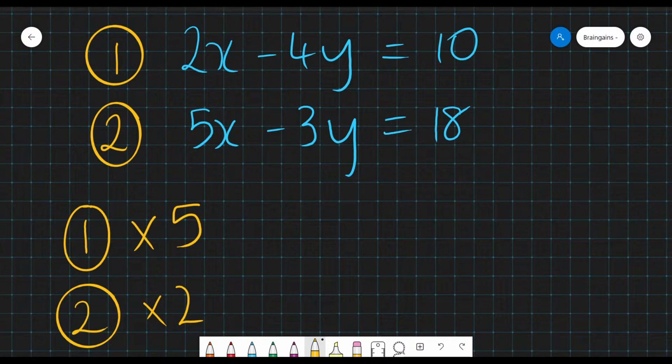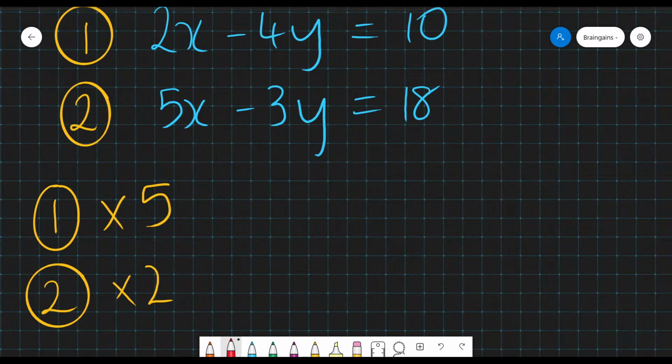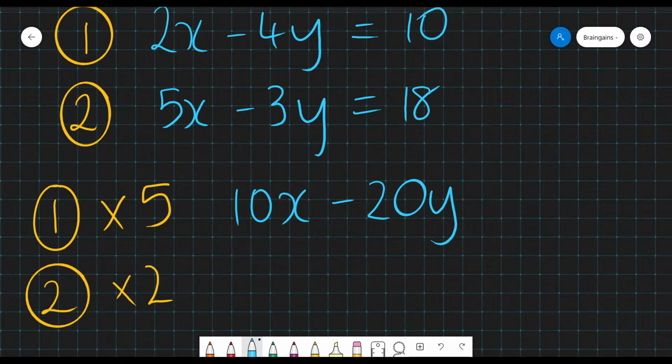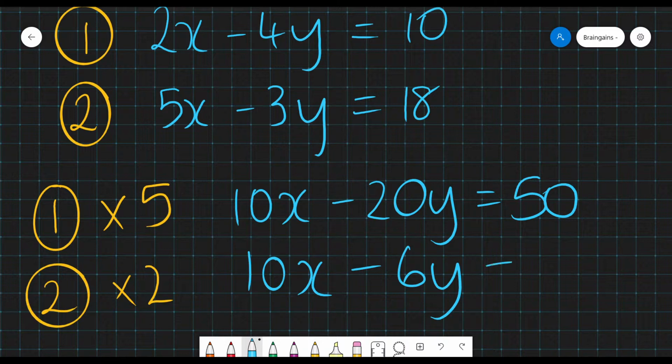The reason is if I have 5 times 2x, that becomes 10x. And if I have 2 times 5x, then that also becomes 10x. And then I can go ahead and cancel them out. So if I multiply the entire first equation by 5, I get 10x minus 20y equals 50. And if I multiply the entire second equation by 2, I get 10x minus 6y equals 36.